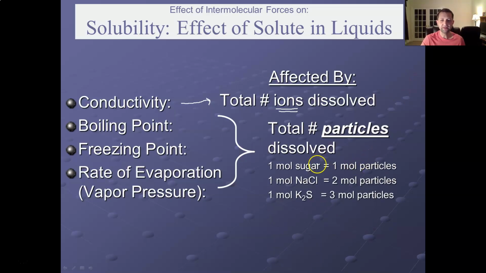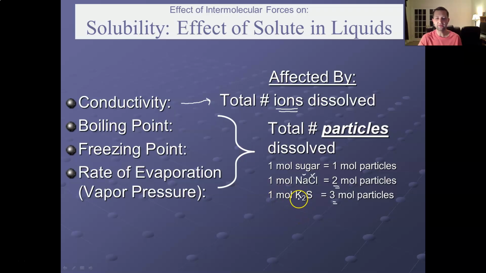We'll talk about this in a minute here. 1 mole of sugar is 1 mole of particles. 1 mole of table salt is 2 moles of particles because you have 2 ions here, Na and Cl. And 1 mole of K2S is actually 3 moles of particles. You have 2 potassiums and 1 sulfide. So you have 3 moles of particles combining to make 1 mole of K2S.